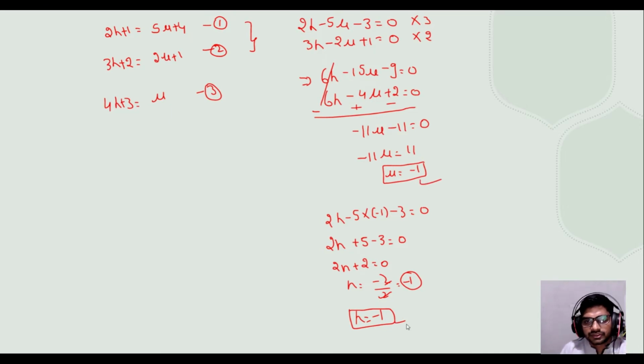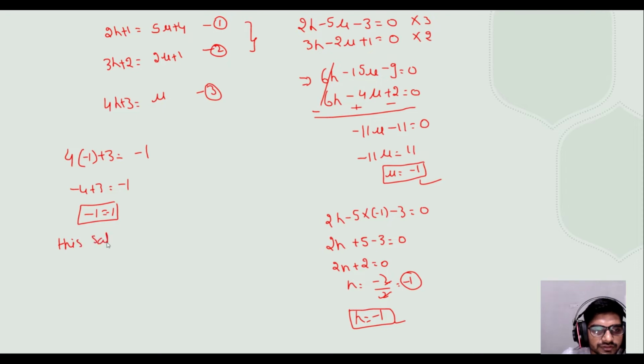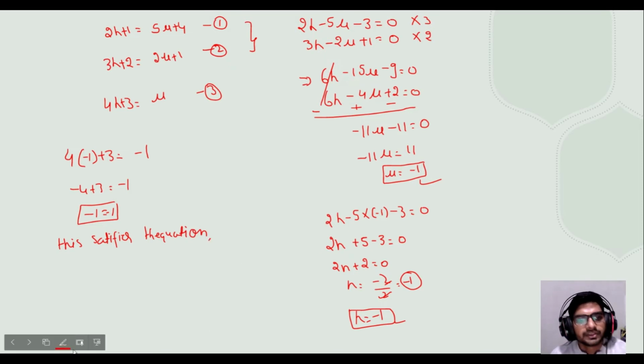Okay. Put these values of lambda and mu in the third equation. So 4 into lambda, minus 1, plus 3 equals mu. Okay, so minus 4 plus 3 equals minus 1, equals minus 1. So this satisfies the equation. So we can say that both the given lines intersect each other. Okay, now what is the point? If they intersect, then what is the point of intersection?